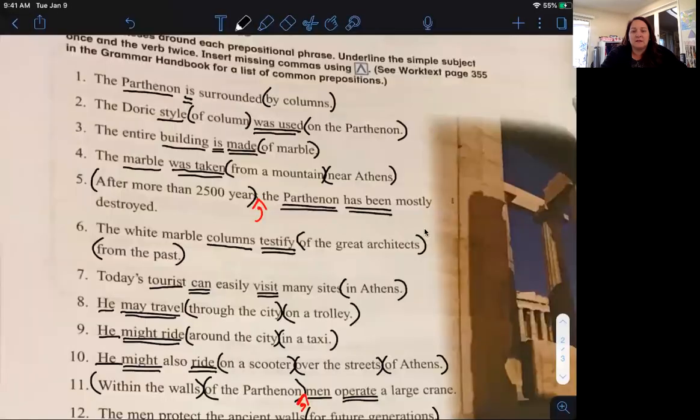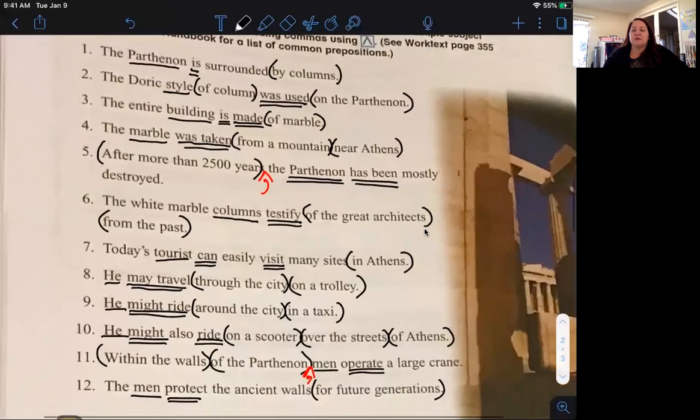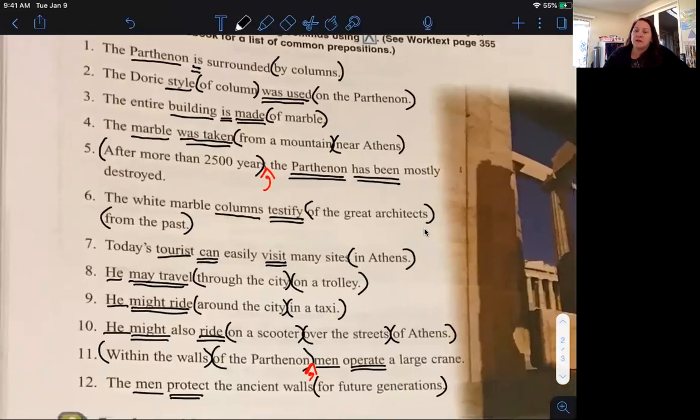Okay, so after you're done, we're going to check the answers for this. I'm going to get my screen shared one more time with you. And we're waiting, connected, it's connected. Great. Okay, so check your answers. There were 2 sentences with introductory clauses, more than 5 words. Number 5 was after more than 2,500 years, or 5 or more words, I should say. And then number 11 was within the walls of the Parthenon. So 2 of those needed commas after the introductory phrases. But go ahead, pause this video, check yours.